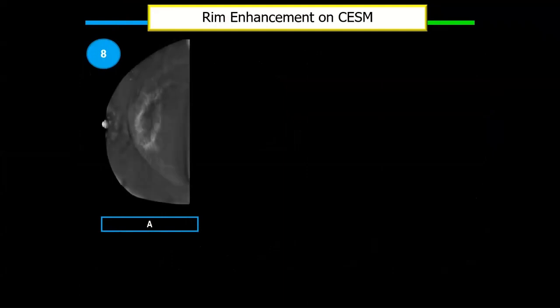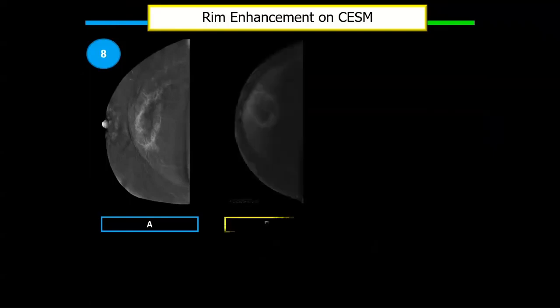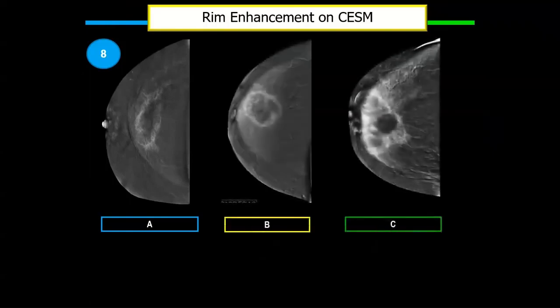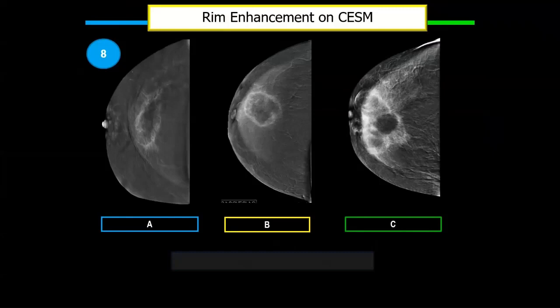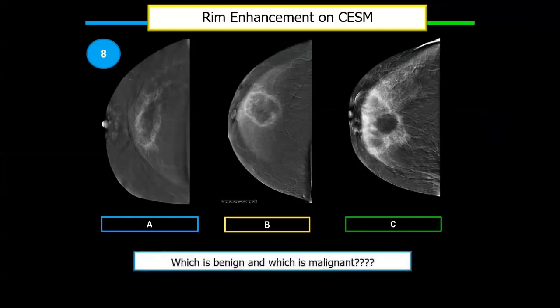Case number 8 is actually 3 different cases. But on the recombined images, they show a rim enhancement pattern. And the question here is which of these lesions is benign and which is malignant?